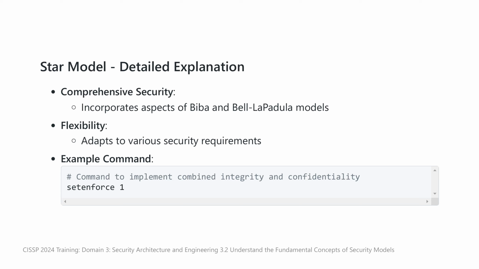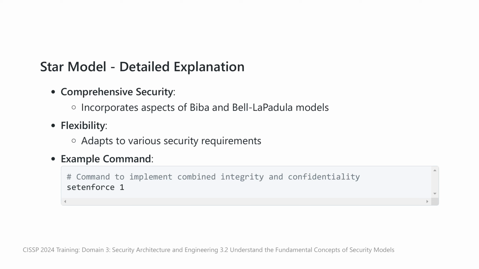The STAR model is designed as a comprehensive security model, integrating both data confidentiality and data integrity by incorporating aspects of the BIBA and Bell-LaPadula models. This fusion ensures a holistic security approach. Its flexibility allows it to adapt to various security requirements, making it suitable for diverse environments. To provide a practical example, there is a command that implements the combined approach to integrity and confidentiality, set-enforce1. This command enables policy enforcement that upholds the key principles of the model. The STAR model is particularly useful for systems where both data integrity and confidentiality are critical aspects that need to be managed simultaneously.